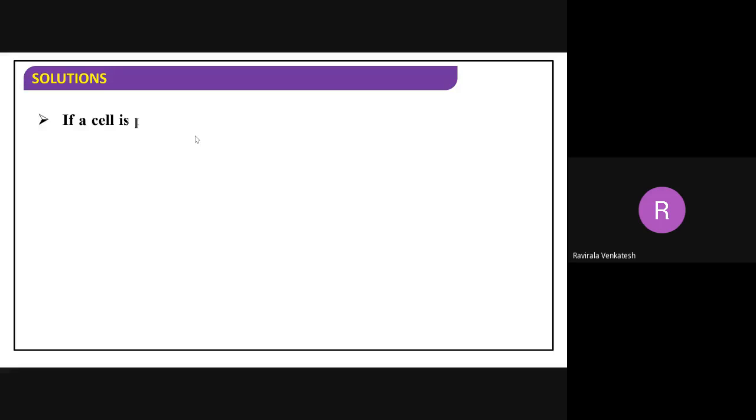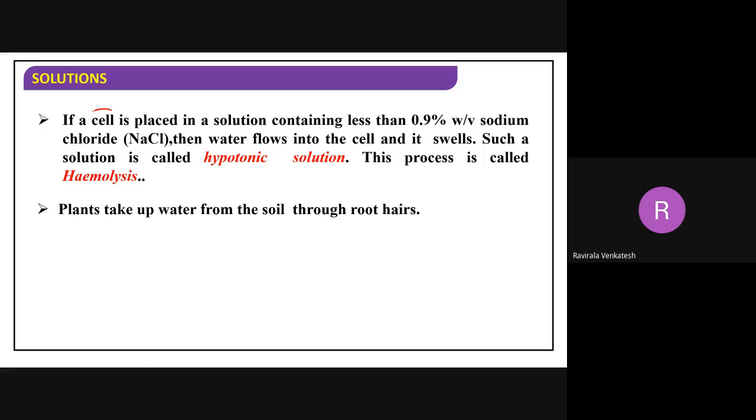Reverse. The same cell you are placing in less than 0.9%. Again the same cell I am taking. Now the solution concentration, if you observe, is 0.8%. Now this blood cell is having how much, beta? 0.9%. Now definitely the solvent, which is nothing but water, will flow from salt to cell or cell to salt? Salt to cell. Now water will flow into the cell.